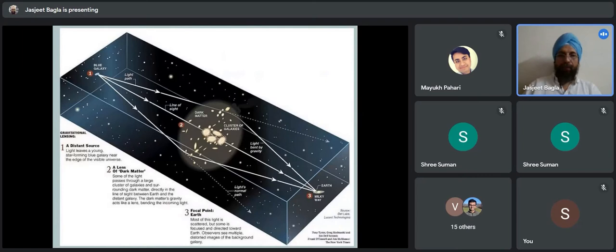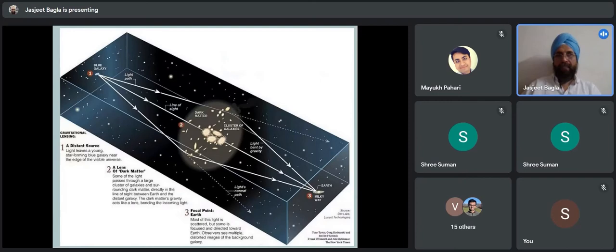So the way it operates is this. We are an observer sitting on Earth, which is in the Milky Way. And there may be a very, very distant blue galaxy, which is shown on top left over here. And there is an intervening cluster of galaxies, which is bending light rays from the source, such that we end up seeing this galaxy in multiple directions in the sky. So we see multiple images of the same source. So this is a schematic, and this is a description of how lensing works.